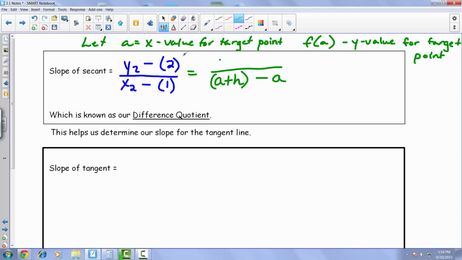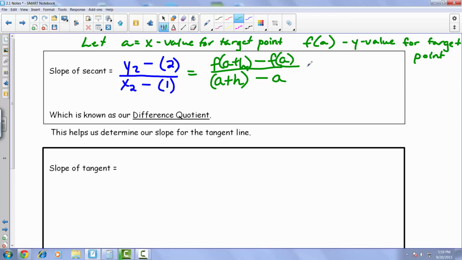On top, we have this y2 value. In other words, that's the corresponding y value for the point that we are away from our target point. So when we throw that x value into the function, we get the y value associated with it, minus our y value when we throw in our target x value. So this is actually the universal secant slope.